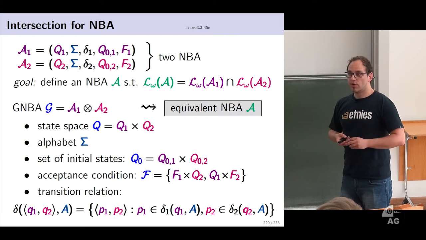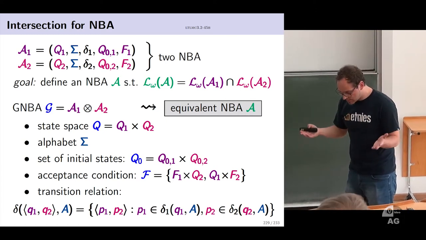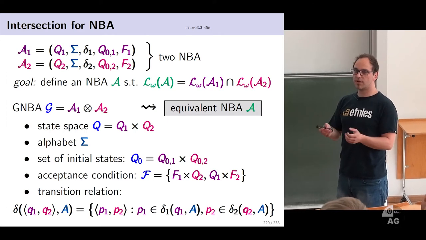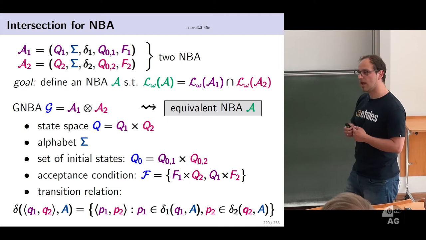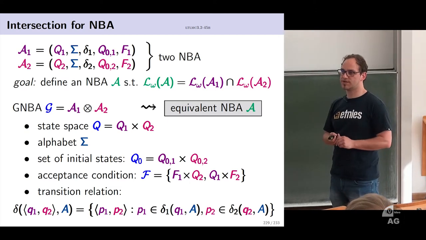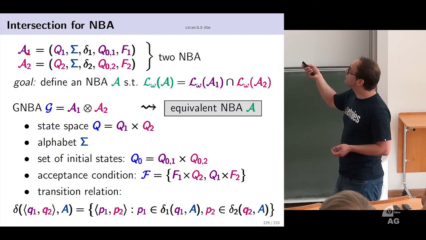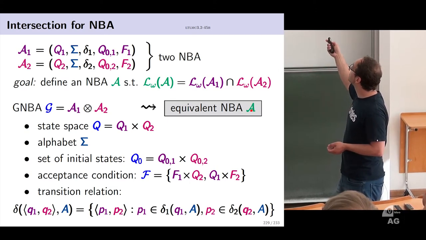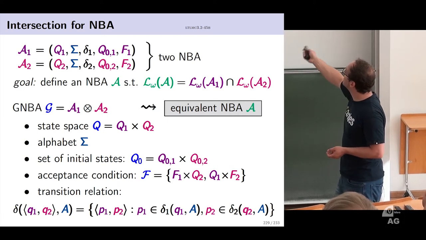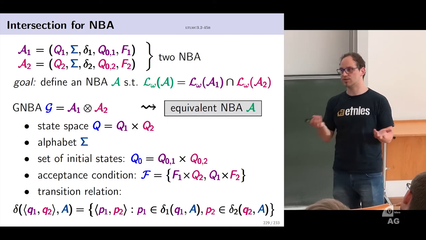But I've already shown you, this is not a big problem, right? We constructed a generalized non-deterministic Büchi automaton, but we can always get rid of the additional accepting sets and reduce it to a non-deterministic Büchi automaton again. So what have we done then? We have taken two NBA and constructed a GNBA that can be reduced to an NBA again that recognizes the intersection of the languages accepted by the two input automata.